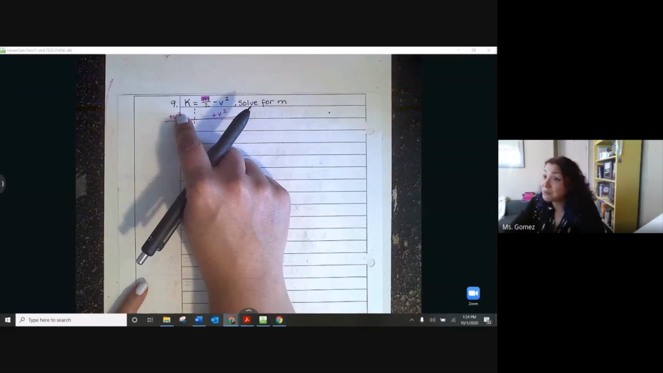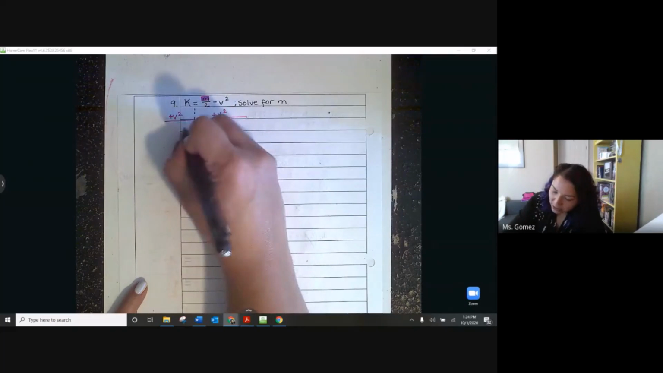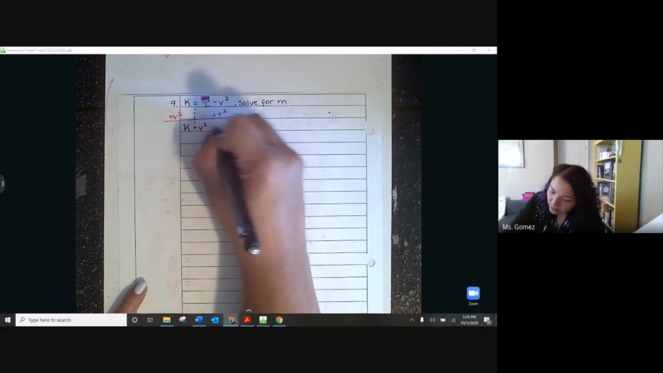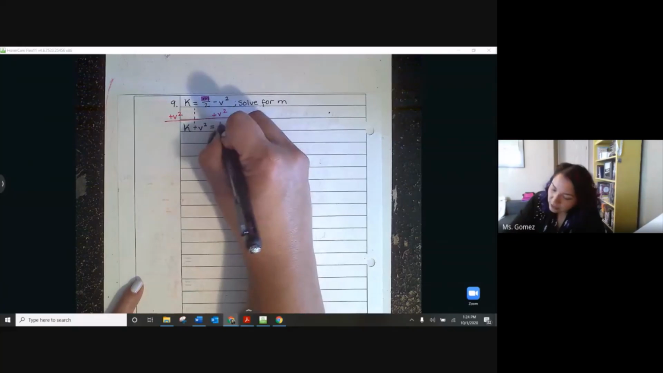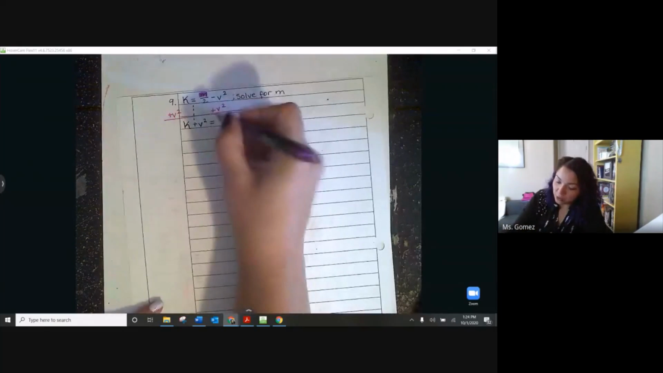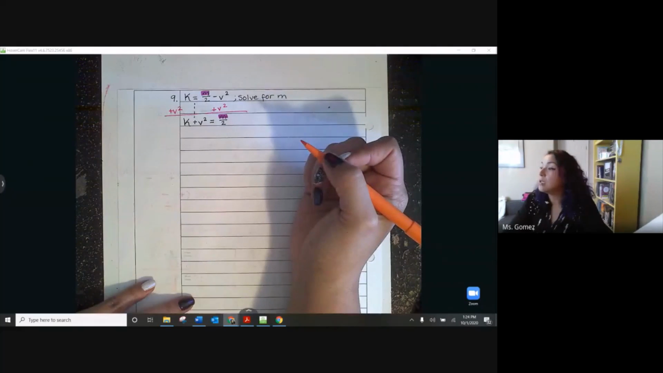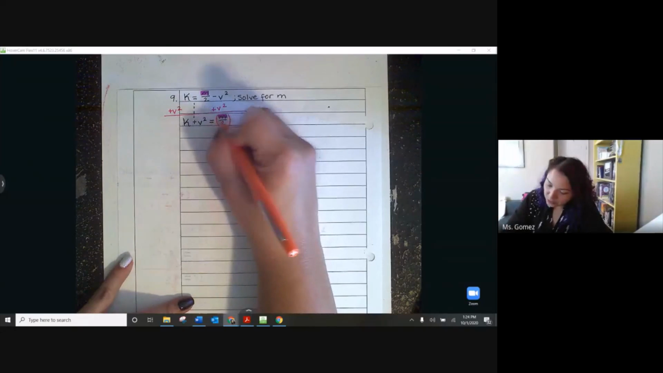No, that's just me. So I'm going to bring it on down and say K, and that's a capital K, plus V squared equals M over 2. Now, again, remember, I'm trying to get M alone. What's happening to my M right now? Orange step. What's happening to my M? It is being divided by 2. So what's the inverse operation? Multiply by 2. That is perfect.